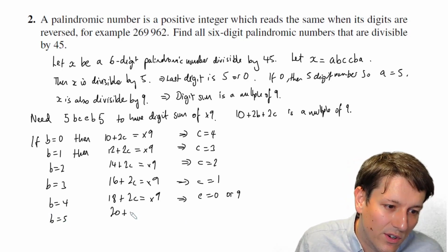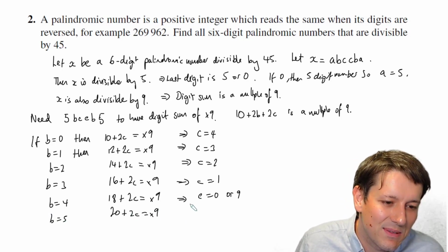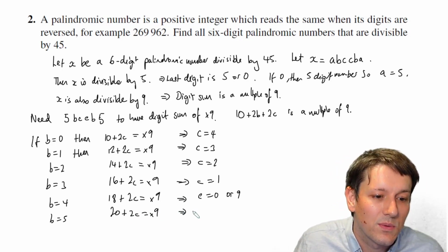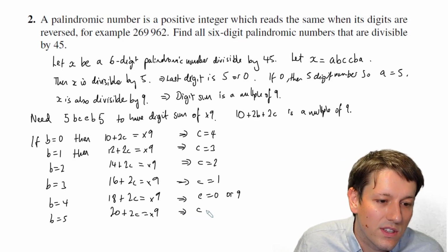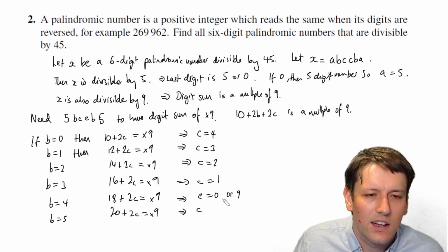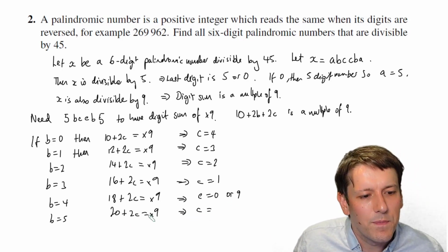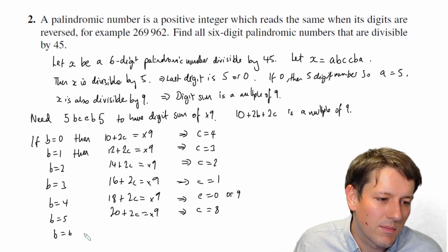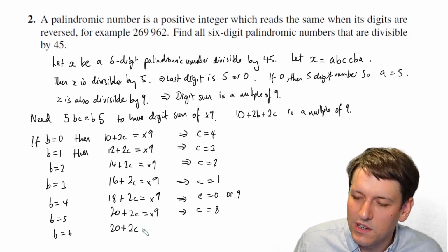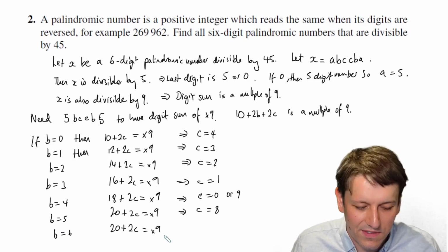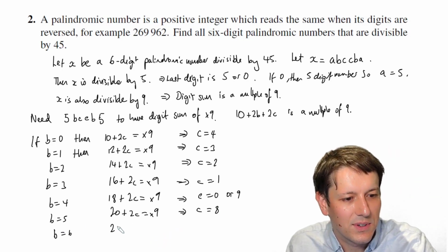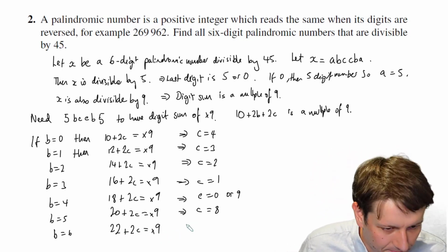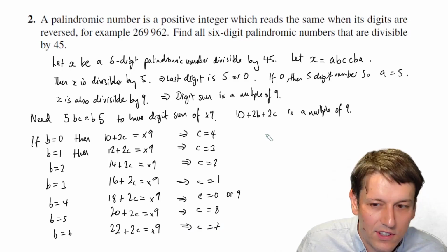If b is 5, I've got 20 plus 2c is a multiple of 9, and now I've got to go up to 36 to make this work. I think I said 38 before, sorry. So c is equal to 8. That would work. b is 6: I get 22 plus 2c is a multiple of 9. Sorry, not 20, going too fast. And that gives me c equals 7.